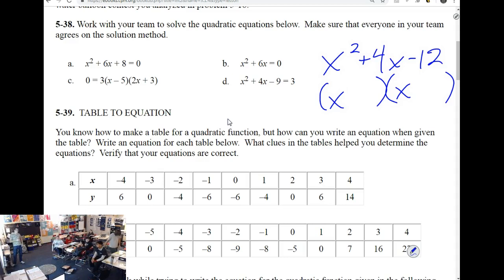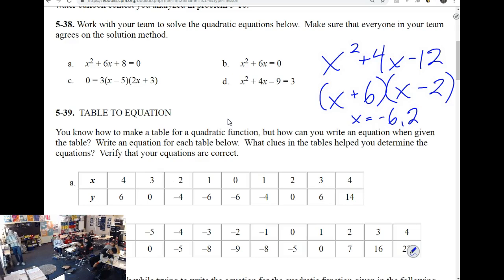So what can I use here? 6 and negative 2, right? So then my x's become negative 6 and positive 2. Yeah. My zeros.